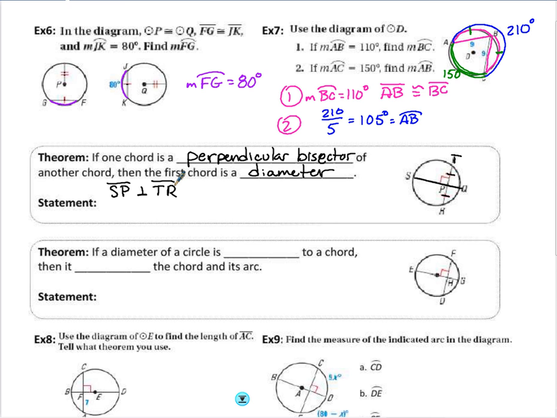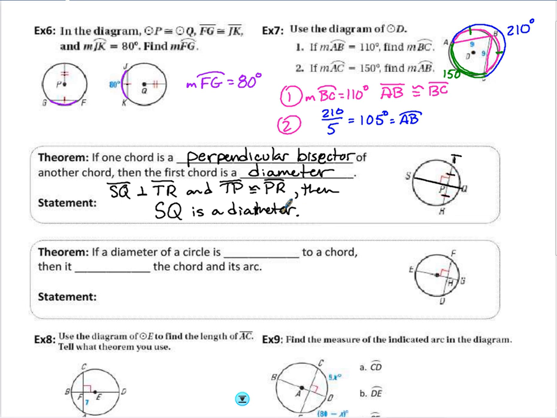If SQ is perpendicular to TR and TP, if TR is bisected, that TP is congruent to PR, then I know that SQ must be a diameter. SQ must be a diameter.